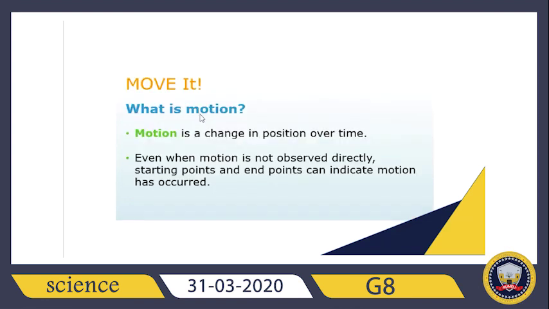So guys, what is motion? An object moves or is in motion when it changes its position relative to a reference point. Motion is a change in position over time, and even when motion is not observed directly, starting points and end points can indicate motion has occurred.